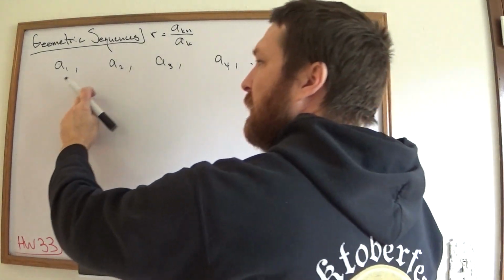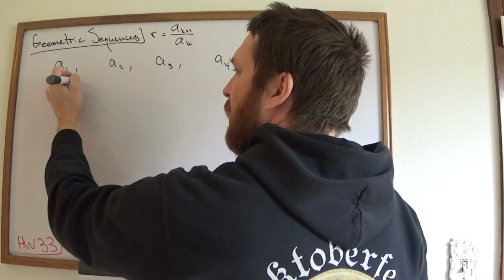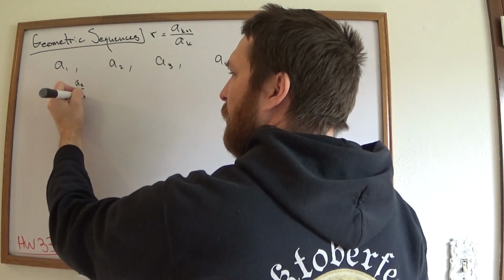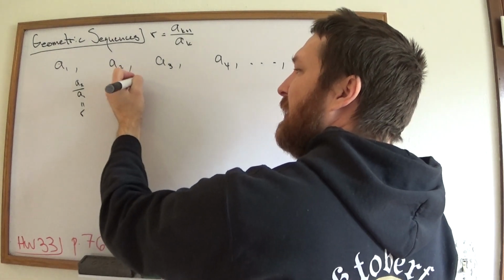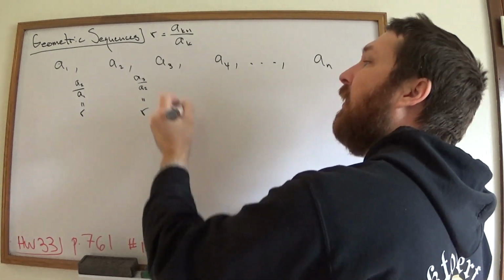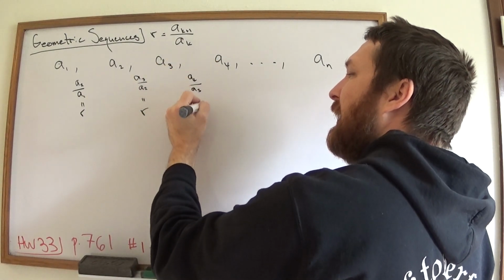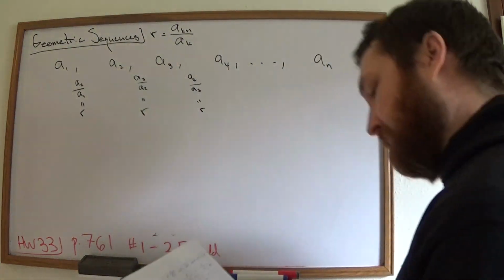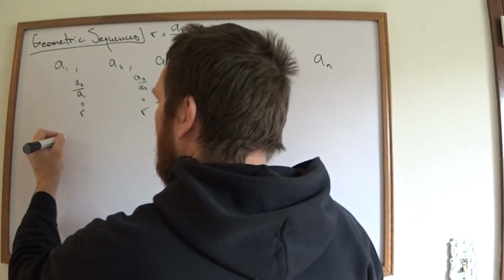To be clear, what we're saying is you take the next one. If I take A2 and divide it by A1, I get a constant R. It's the exact same thing if I take A3 and divide by A2. I get the exact same R. If I take A4 and divide by A3, I get the same R. Okay, so here's an example of one.